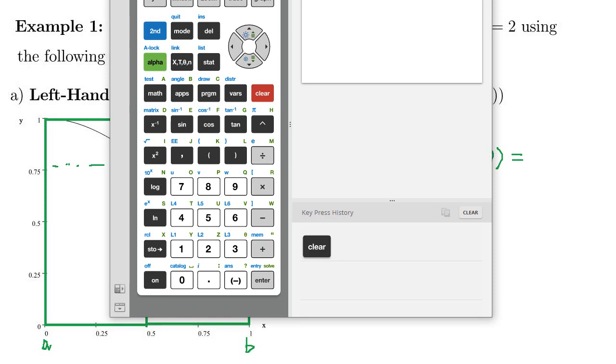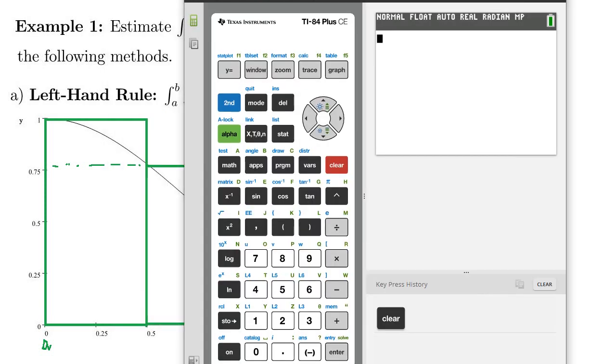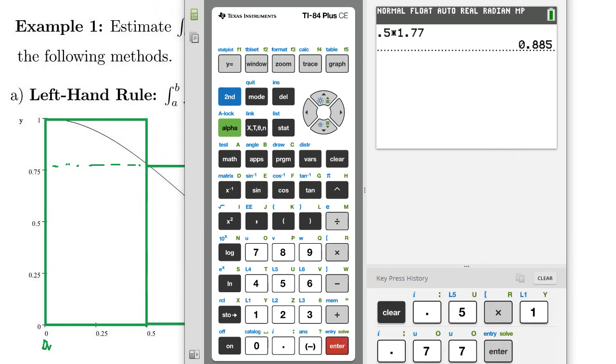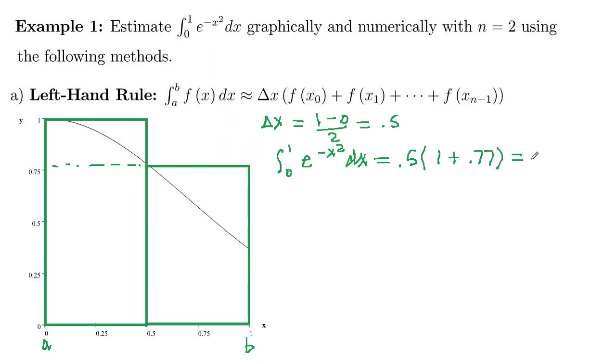Let's go ahead and compute that on the calculator. So 0.5 times 1.77, about 0.885 approximately. And again, that 1 is f of 0, and the 0.77 was the function value at 0.5. So my x0 is 0, and my x1, which is xn minus 1, is 0.5.